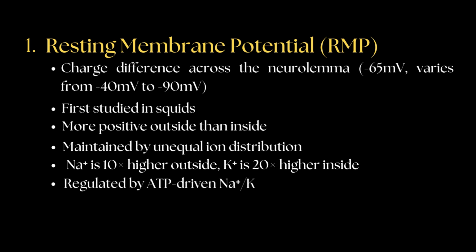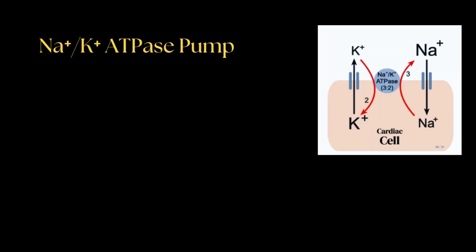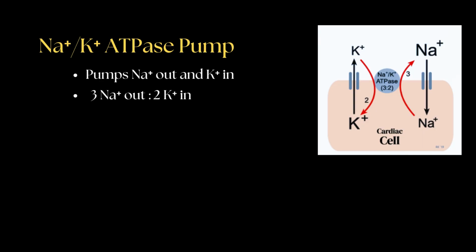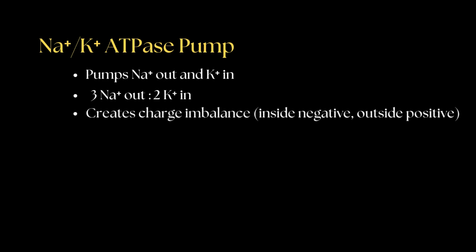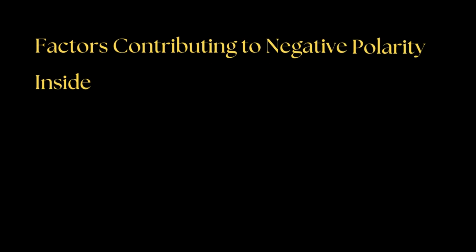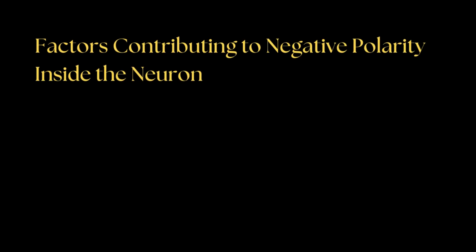This ionic imbalance is actively maintained by the ATP-driven sodium-potassium pump, which plays a crucial role in generating the membrane potential. The sodium-potassium ATPase pump actively transports sodium and potassium across the neuron's membrane. For every 3 sodium ions pumped out, 2 potassium ions are brought in. Since more positive charges leave the cell, the inside of the membrane becomes negative, while the outside remains positive, establishing the resting membrane potential.